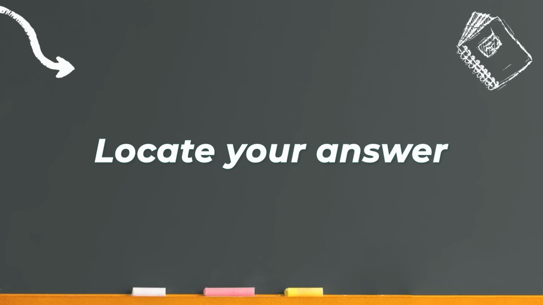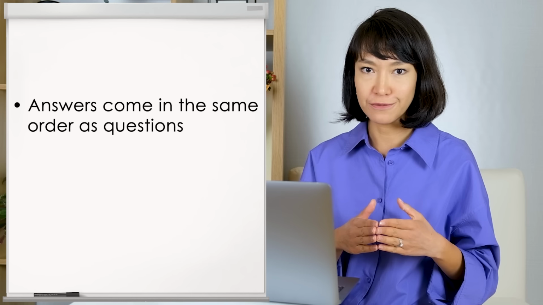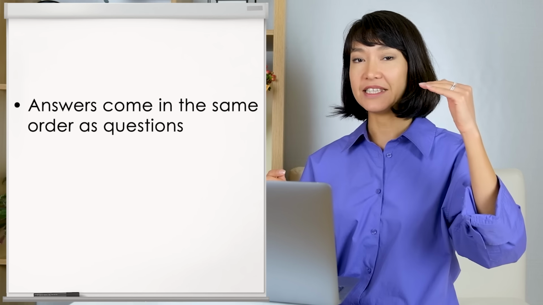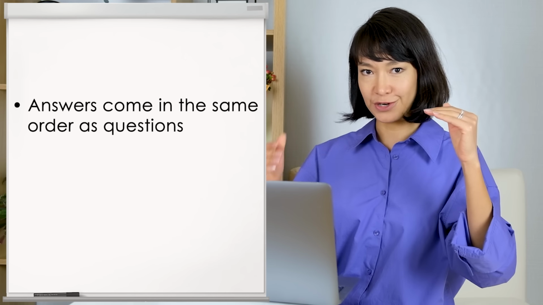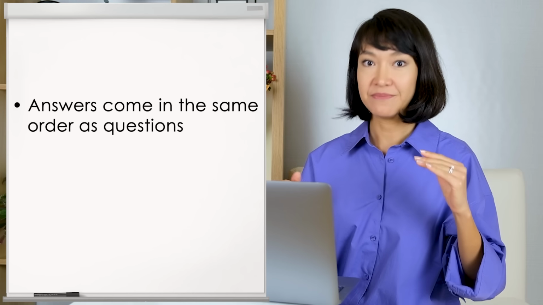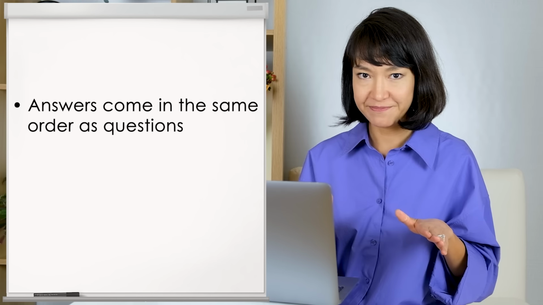Anyways, before you can attempt to answer any question, you need to locate the information in the passage. How can you do that? The very first thing you should know is that answers come in order. You can read the first question, start reading the passage until you find your answer, read the next question, continue reading the passage, and so on. So that saves a lot of time.